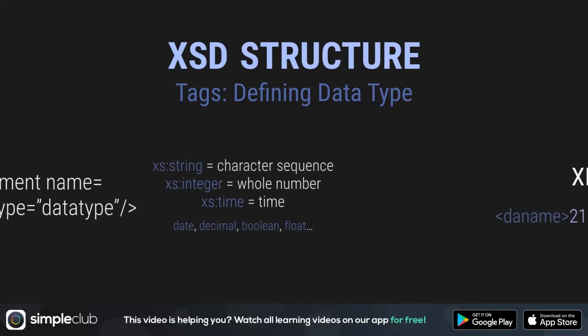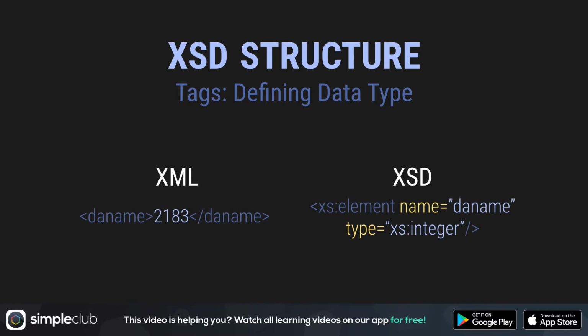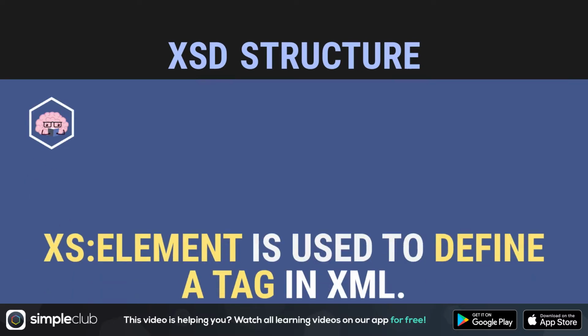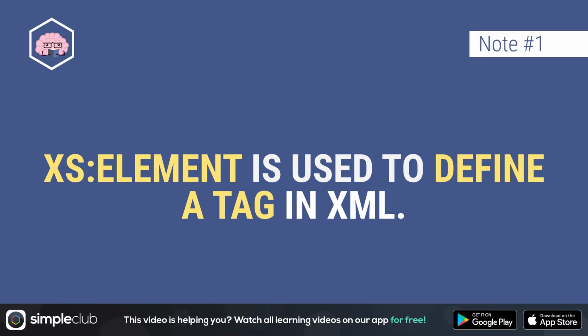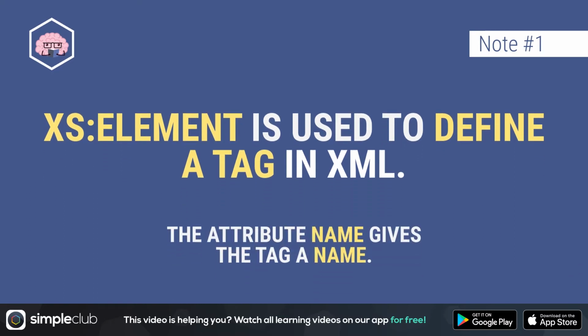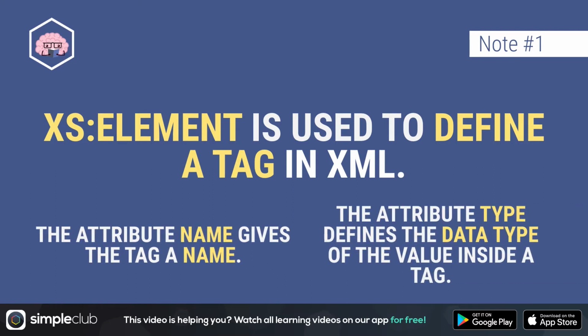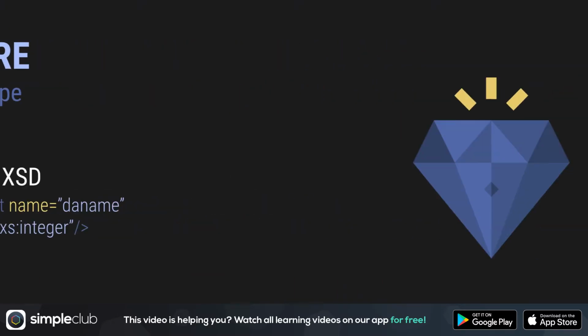Now, the value in the XML tag has to belong to the data type defined in the XSD, and you bet there are lots more useful attributes we can put in element. But we'll look at those in another video. For now, just remember that XS:element is what you use to define a tag in XML. You can name it using the attribute name. And the attribute type allows you to define the data type that the value inside the tag has to belong to. So now that that's all crystal clear, let's keep going.